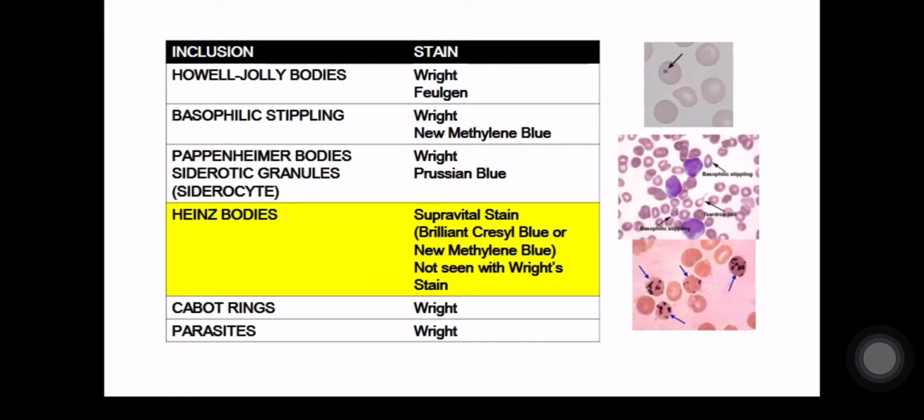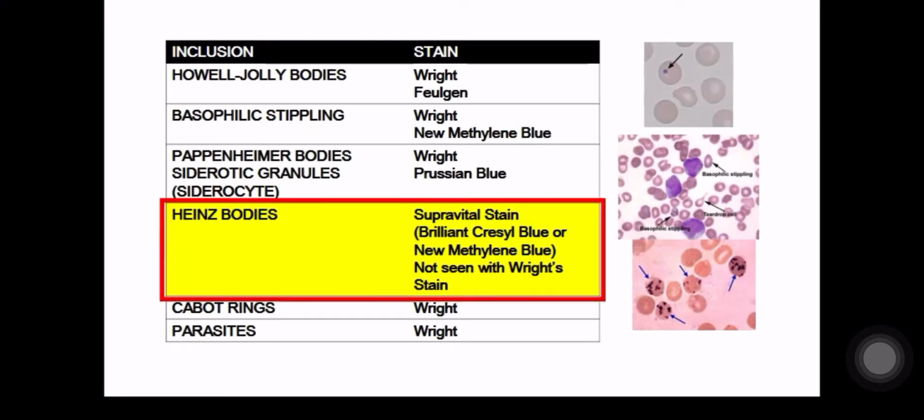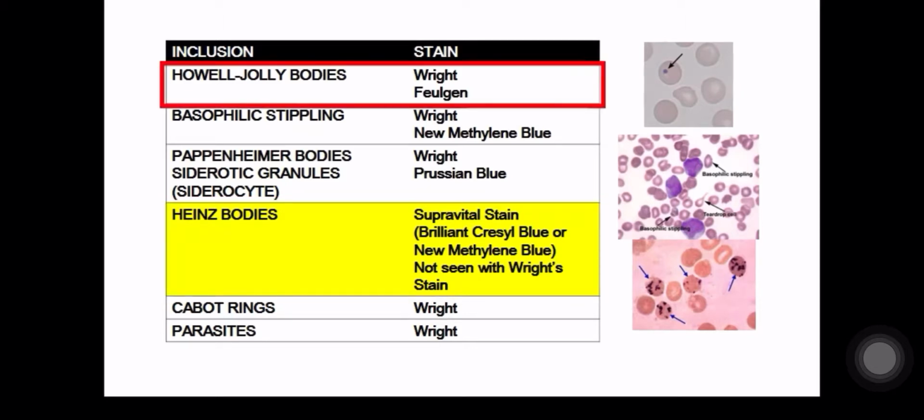Okay, now going to the RBC inclusion bodies. We have Heinz bodies. Heinz bodies can be stained using supravital stain, either brilliant cresyl blue or new methylene blue. And remember, Heinz bodies are not seen with the Wright stain. They cannot be stained with the Wright stain.